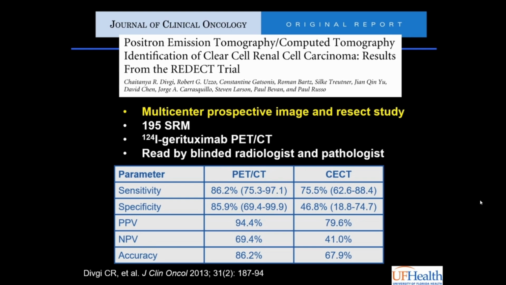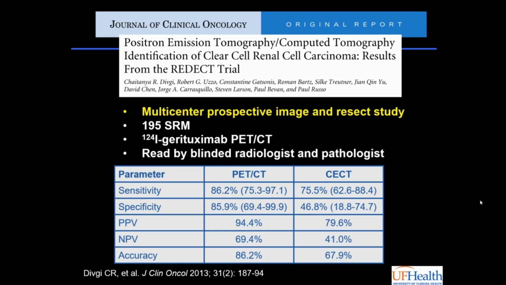There was a study that came out not too long ago, in 2013, a multi-center prospective image and resect study, meaning they imaged these tumors with PET imaging directed to CA9 using girentuximab, and then resected them to have a direct comparison between the image and the pathology.